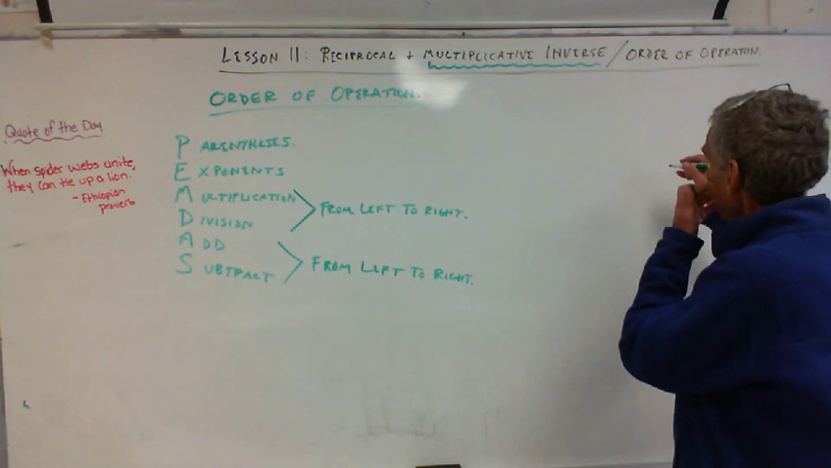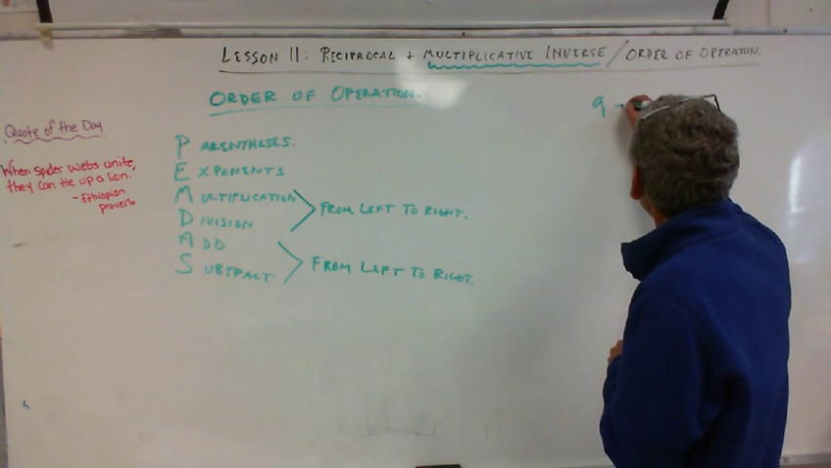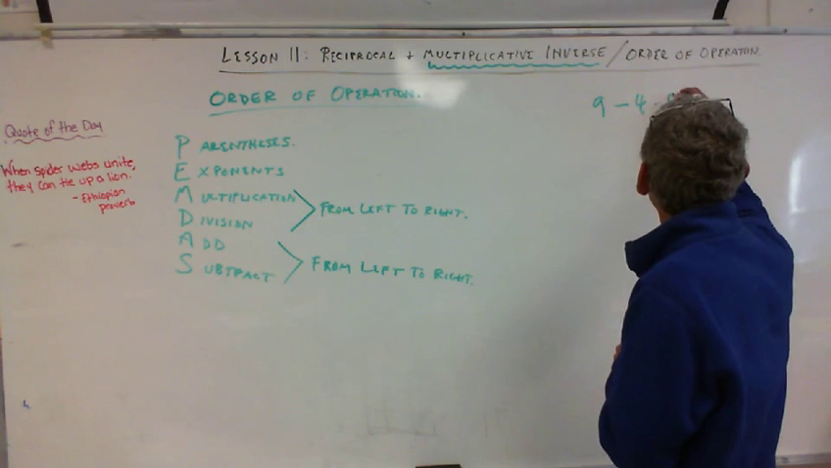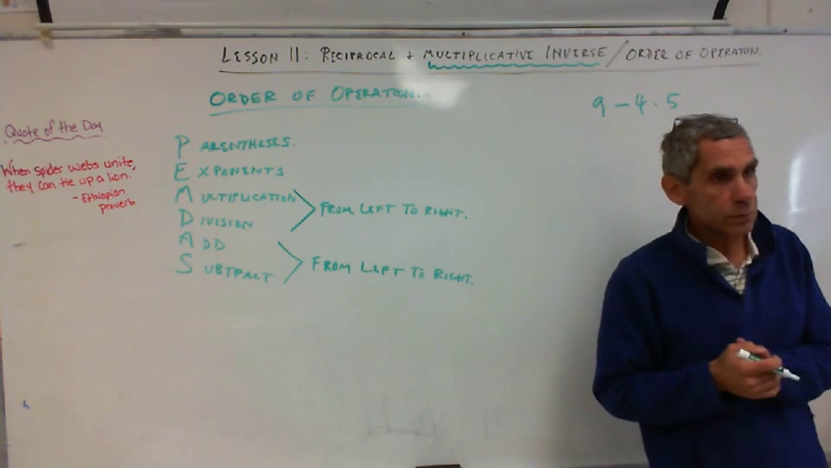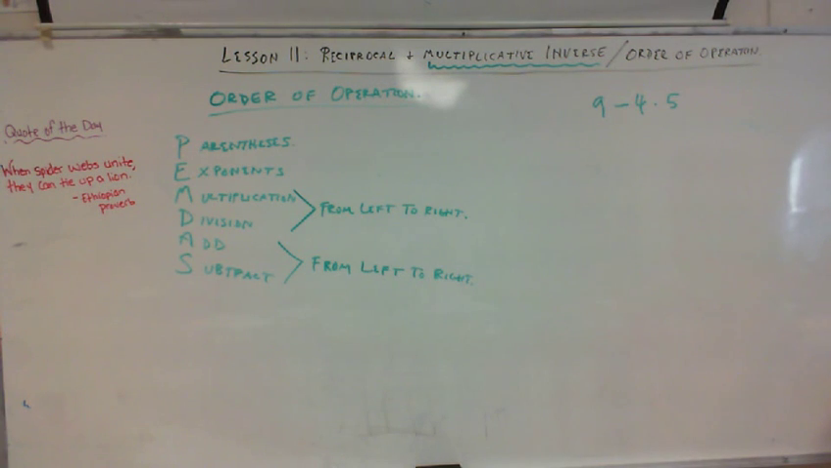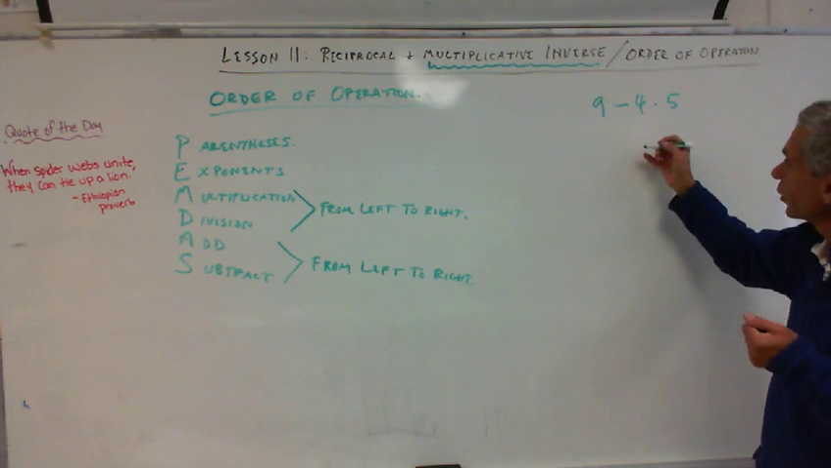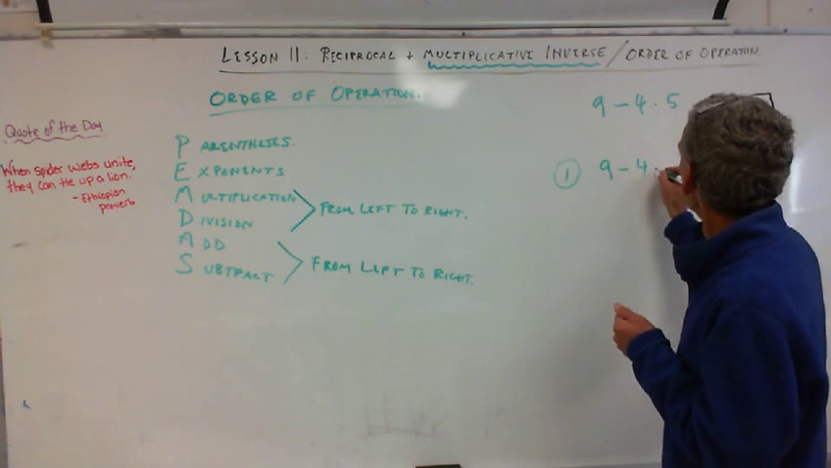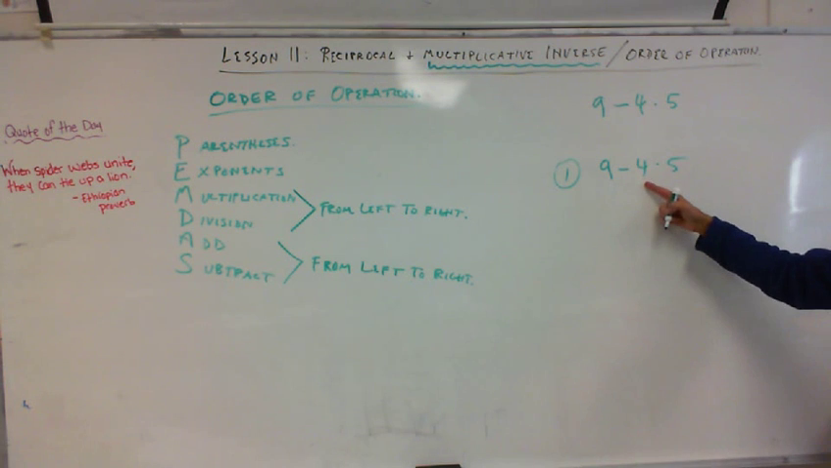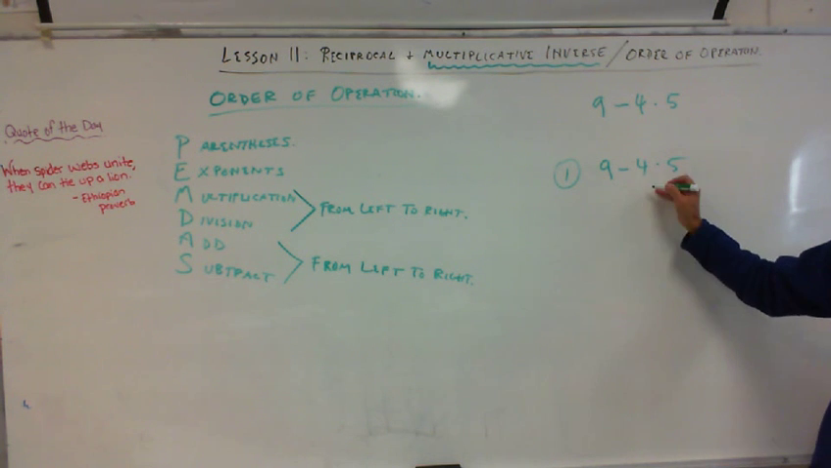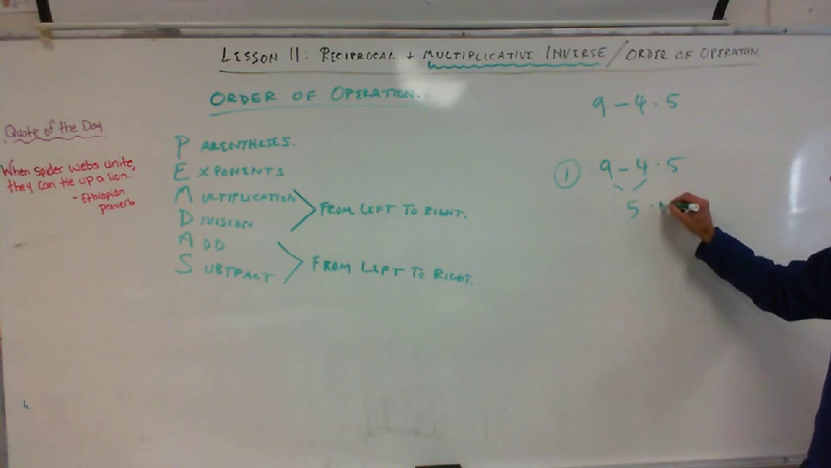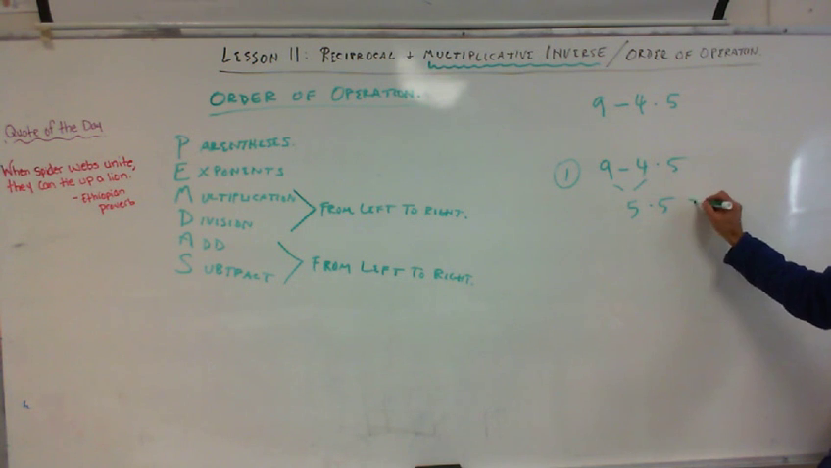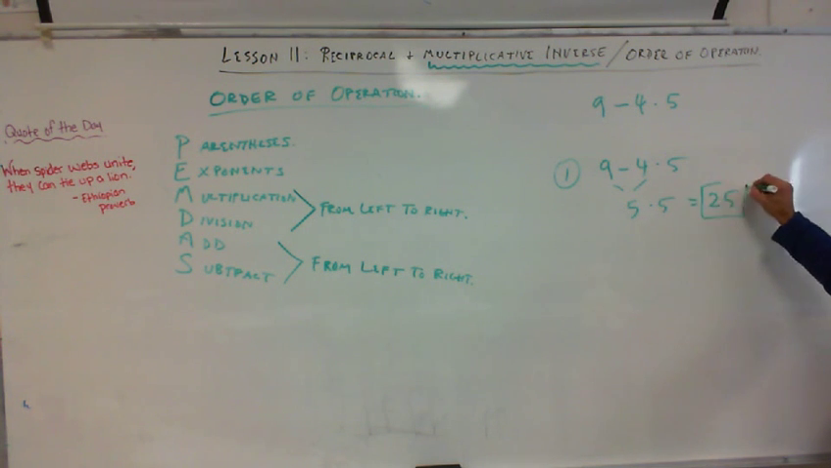What if I did this? What if I said 9 minus 4 times 5? If I had two different people, and they just decided, okay, well, 9 minus 4. The first person might do it this way. 9 minus 4 times 5. Well, 9 minus 4 is what? 5. So that's 5 times 5. What does that equal? 25. That equals 25. So that's person number 1.